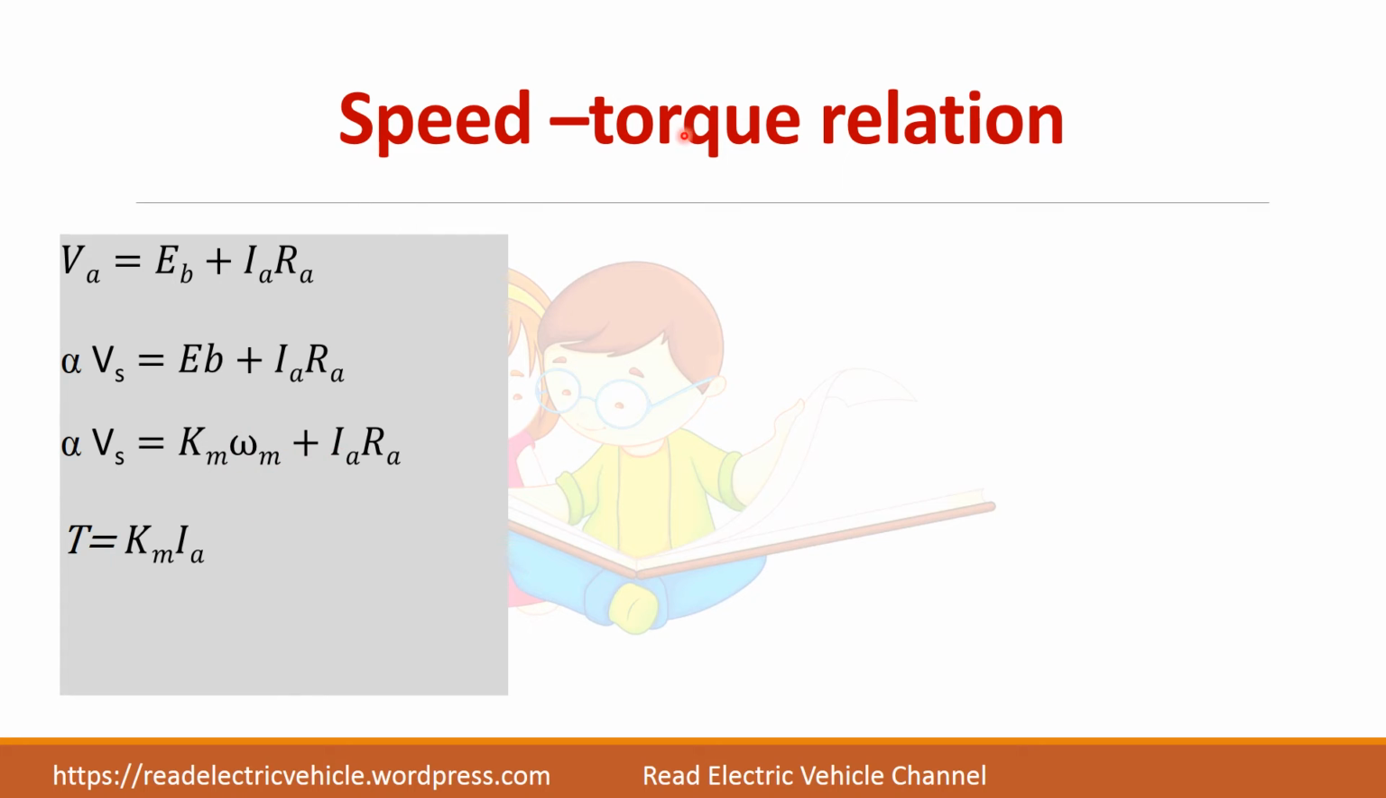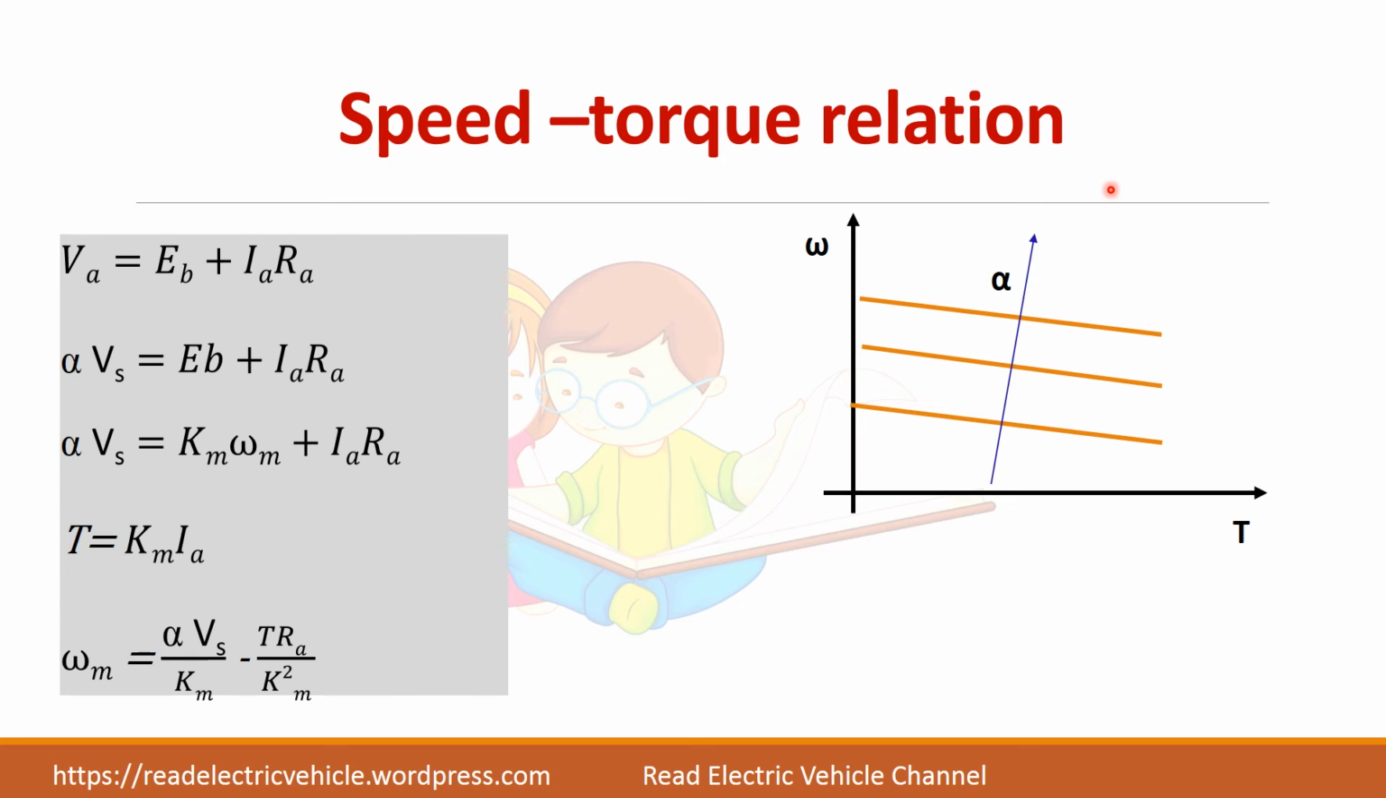And here you want the torque equation. Here you have the current equation. So you write this relation: torque is equal to Km into Ia. From this, instead of Ia, you substitute torque by Km. So you will get the speed torque relation, and you can draw the speed torque characteristics. This arrow indicates that for increasing alpha you get the characteristics like this.